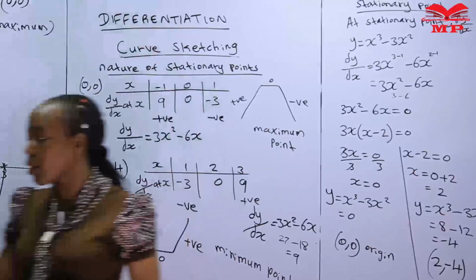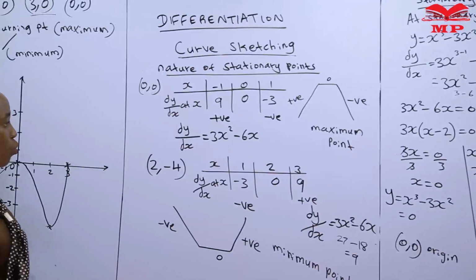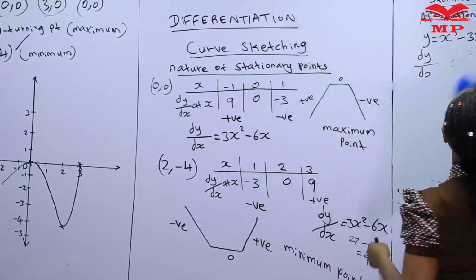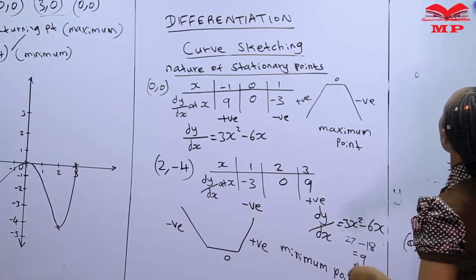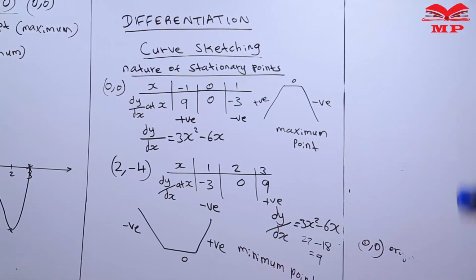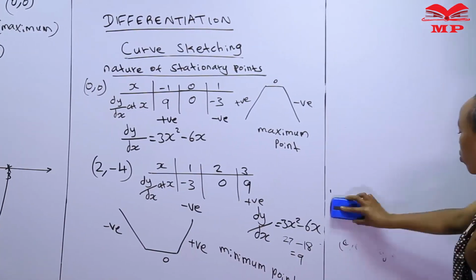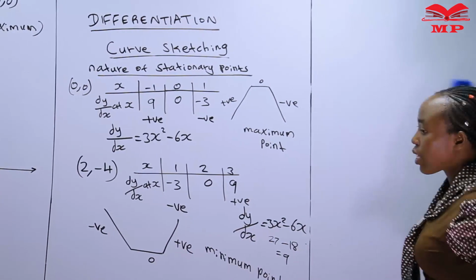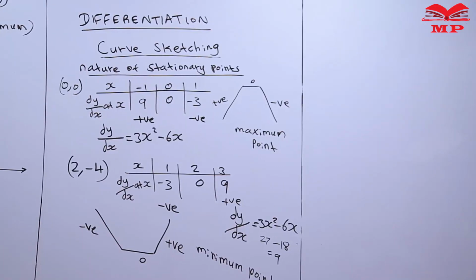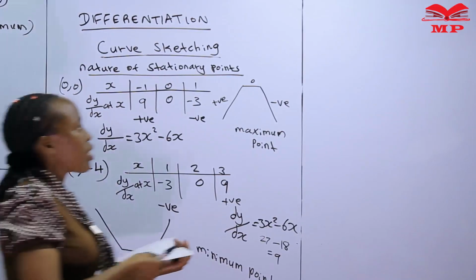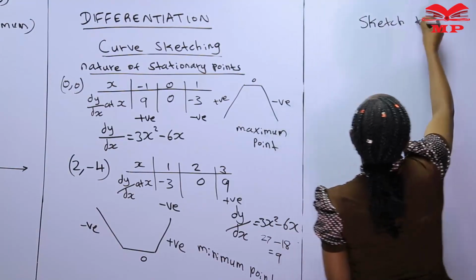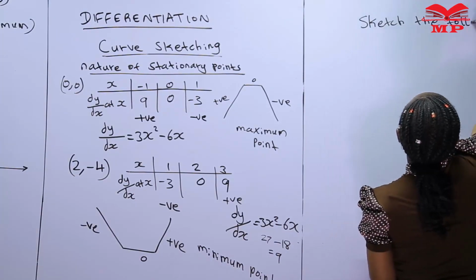So to be able to sketch a curve, you need to get the intercepts, you also need to get the stationary points, and finally determine the nature of the stationary points. And then you can be able now to plot or to sketch the curve. So I'd like you to sketch the following curves.